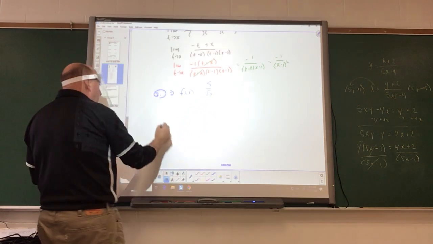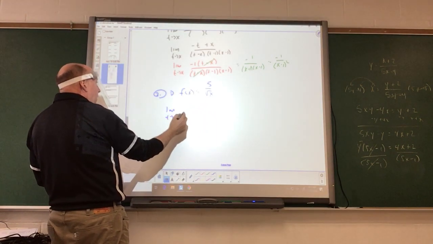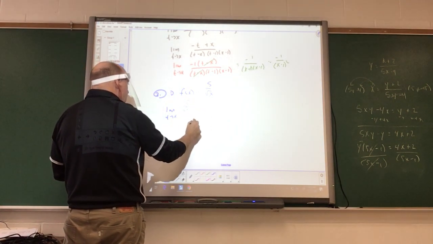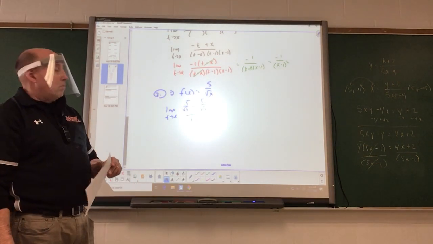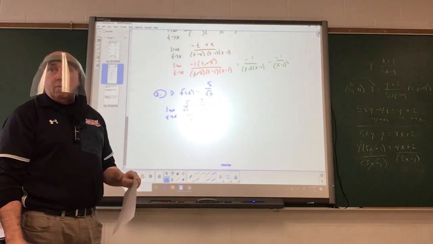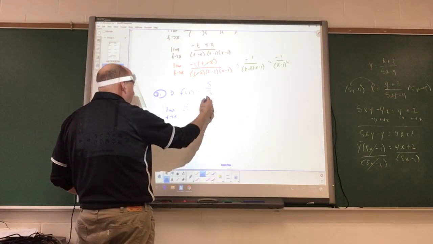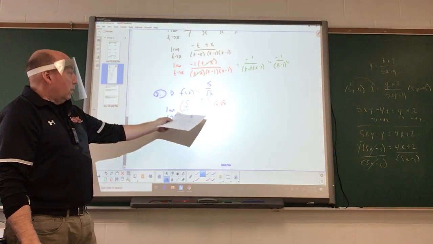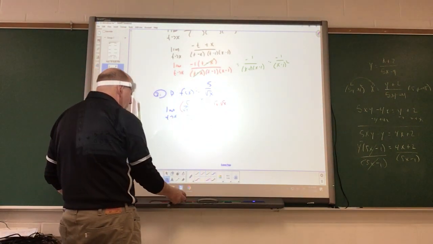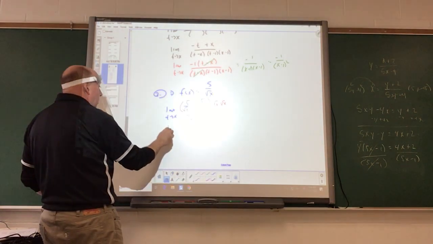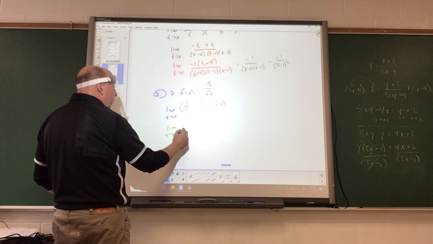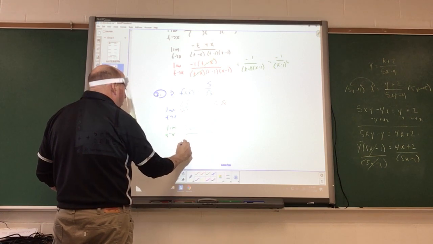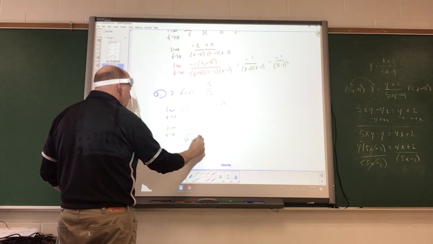So we have a limit as t is approaching x of f of t, 5 over square root of t, minus f of x, 5 over square root of x, over t minus x. Common denominator is square root of t square root of x. Square root of t cancels on the first one, square root of x cancels on the second one. So we're left with the limit as t is approaching x, 5 square root of x minus 5 square root of t over square root of t square root of x, t minus x.